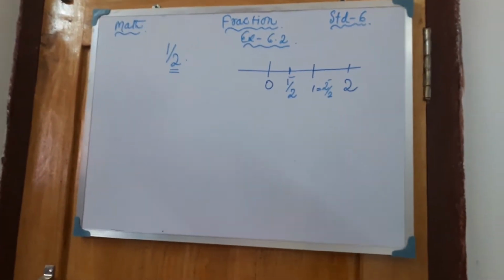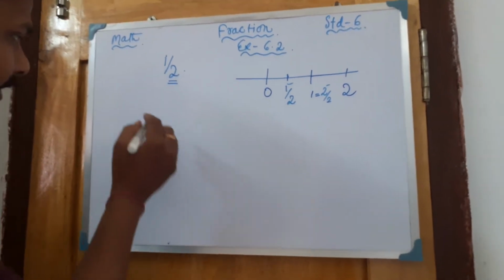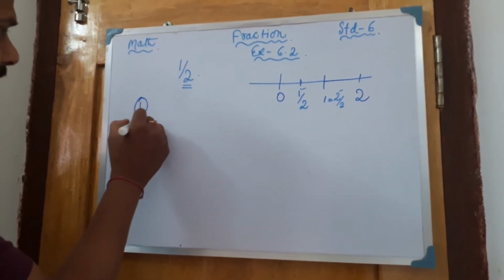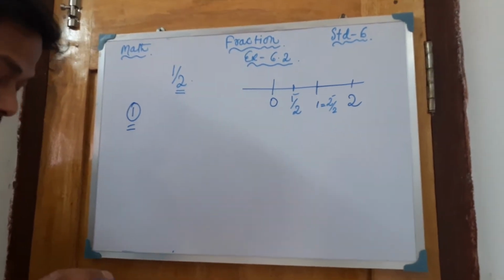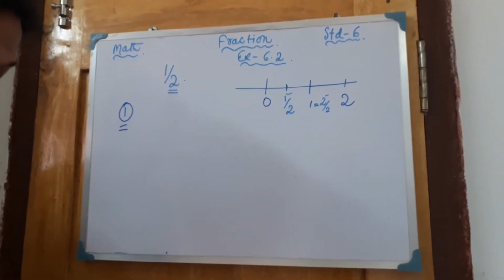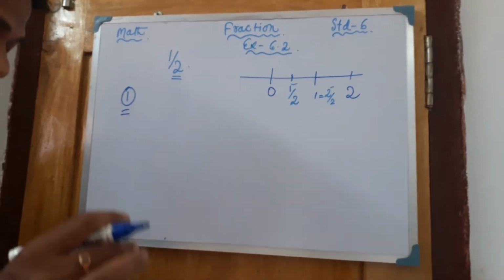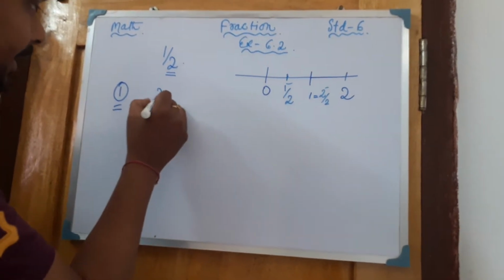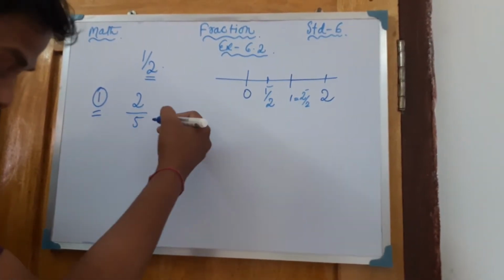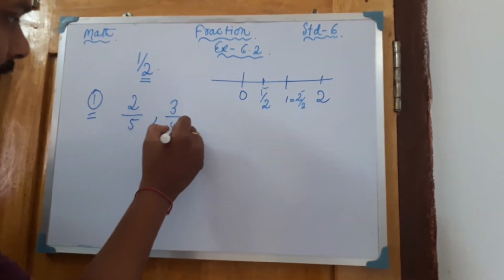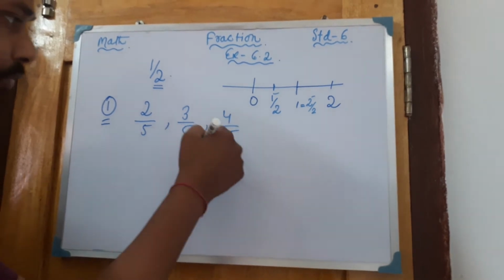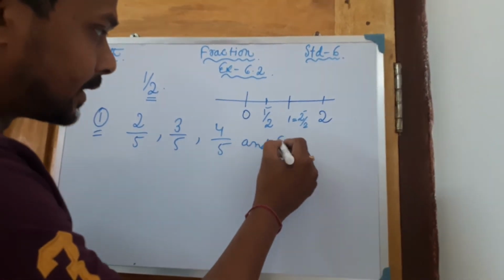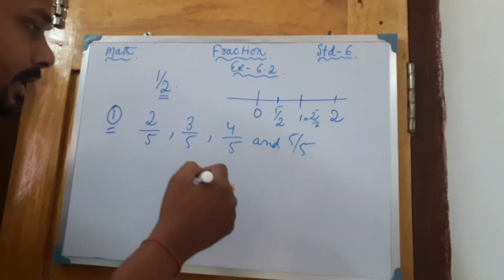Now 1 or 2 exercises are there. So first of all, I'm just doing the first exercise of 6.2. This is a very easy one. Place the fractions 2 by 5, 3 by 5, 4 by 5 and 5 by 5 on the number line. So you have to place 2 by 5, 3 by 5, 4 by 5 and 5 by 5 on the number line.